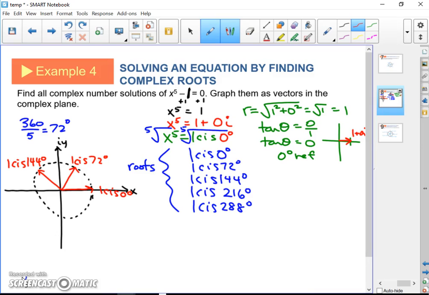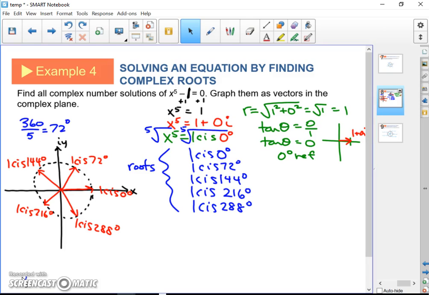216, and 288. We've graphed them as vectors in the complex plane. How can I tell every one of these has a magnitude of 1? Because it's on my circle. It goes right up to the circle, which has radius 1. And then I eyeballed those angles. But I've got those 5 roots, those 5 complex number solutions, graphed in the complex plane. That's all I had to do. I didn't have to convert this one to rectangular form. I just had to graph it.